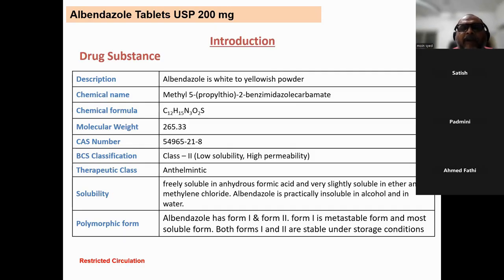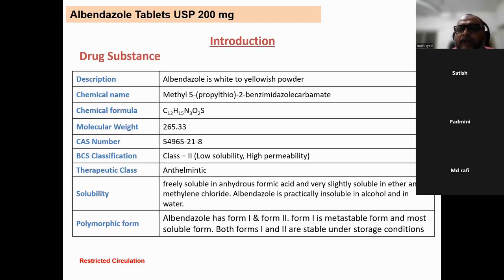So this is important. The chemical name is methyl 5-propylthio 2-benzimidazole carbamate. Now this name might not sound very important to you, but when we go to the impurity sections, usually impurities are interconnected with the chemical name of the API. So there this might come in handy. Chemical formula, we put the information, but it is usually not required. But again, to identify what functional groups are there, and if there is any incompatibility with any of the groups present, this chemical formula will always help you.